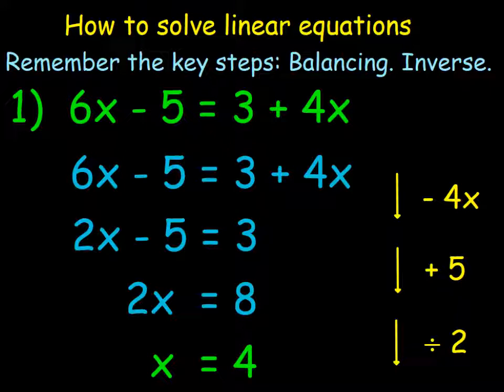So we take away 4x from both sides. That leaves us 6x take away 4x is 2x. And on the right hand side, 4x minus 4x, we've moved it successfully, just leaving the number 3. The next thing we have to deal with is the minus 5 in front of the 2x.